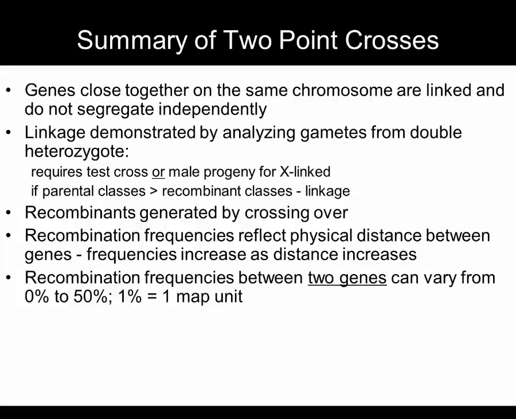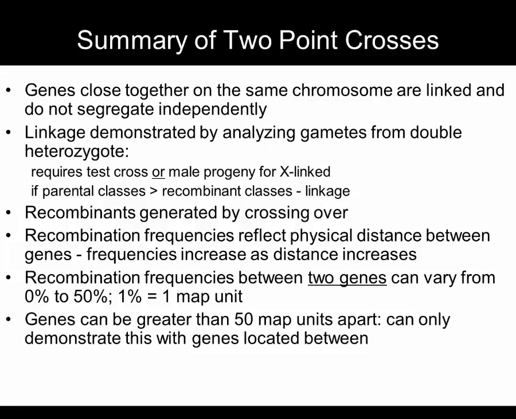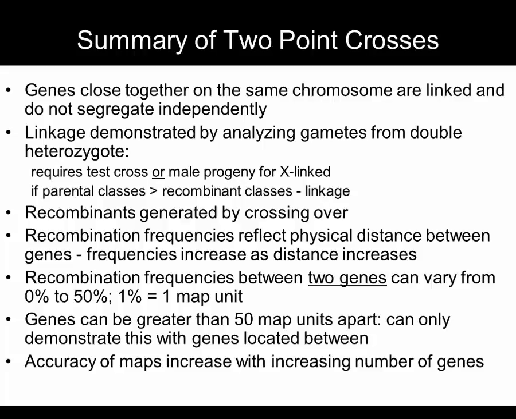The recombination frequencies between two genes can range from 0 to 50%, and we define a 1% recombination frequency as being one map unit apart. Since recombination frequencies cannot go above 50%, the only way to map genes greater than 50 map units apart is to look at genes in between them. In general, the more genes you look at, the more accurate your maps will be.